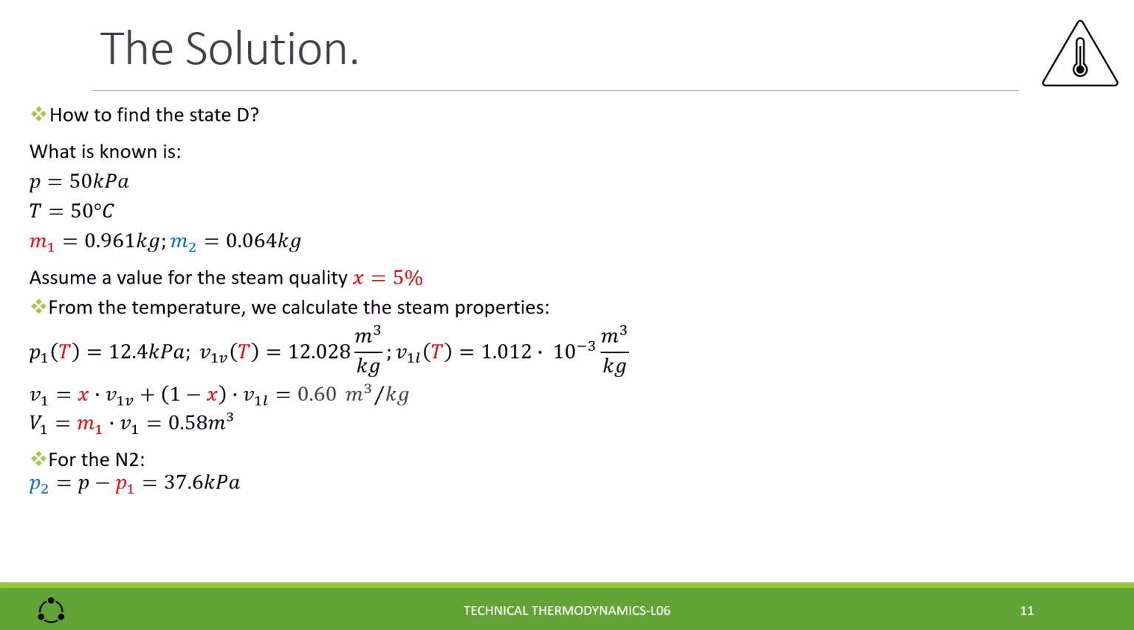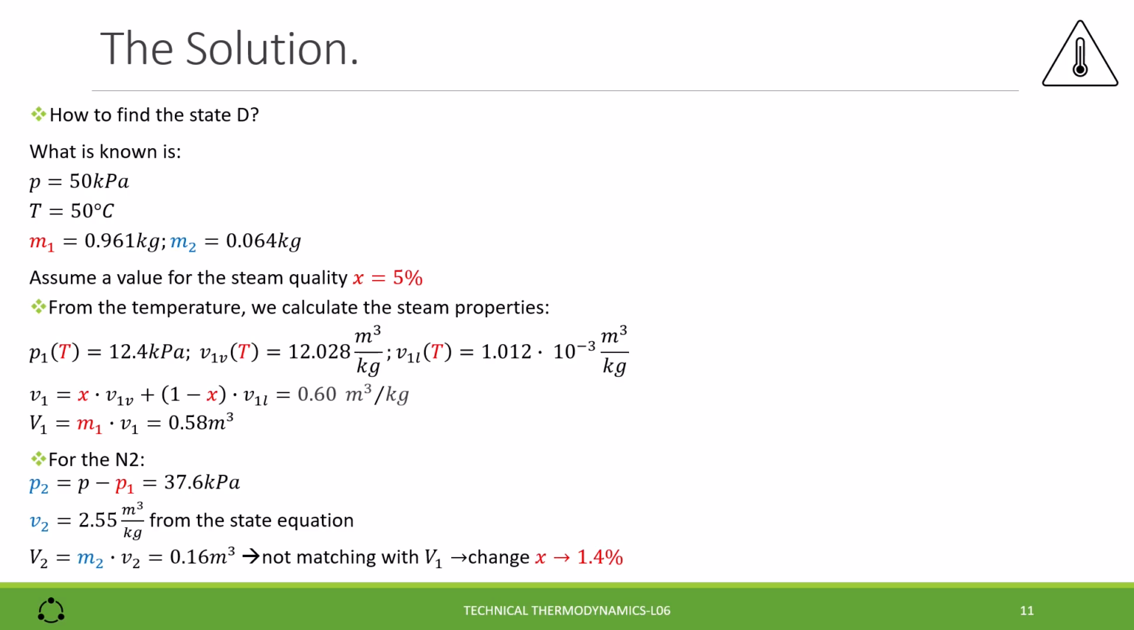For the nitrogen, we know the pressure is the difference between the total pressure and the pressure of the steam. Specific volume we calculate from the state equation, and the total volume is the product of the mass of the nitrogen and its specific volume. We find 0.16 cubic meter.